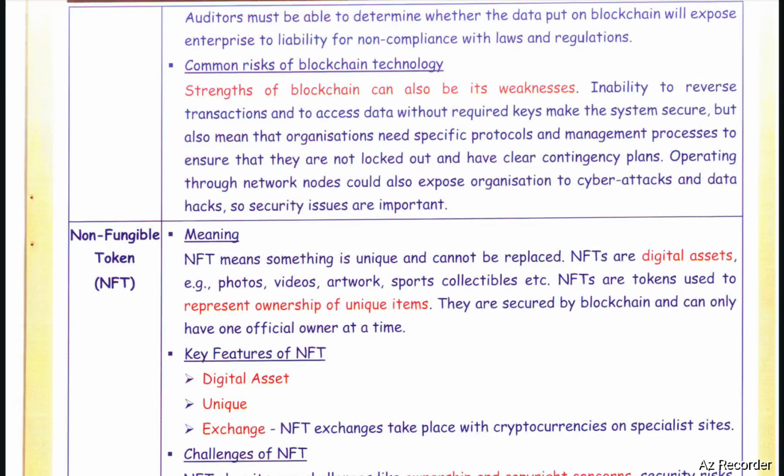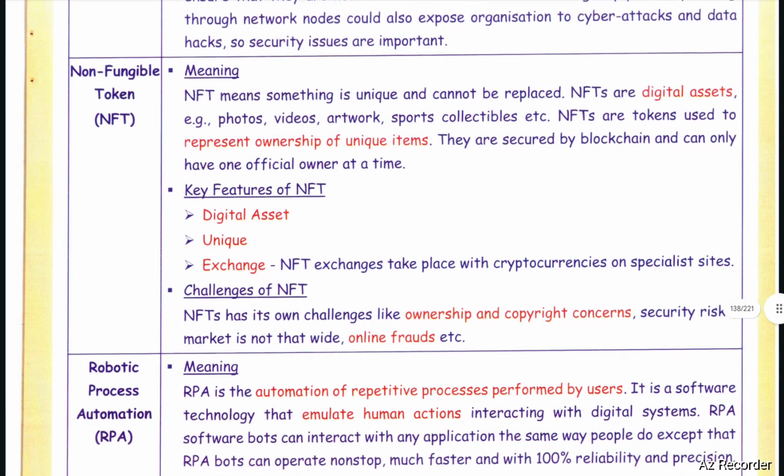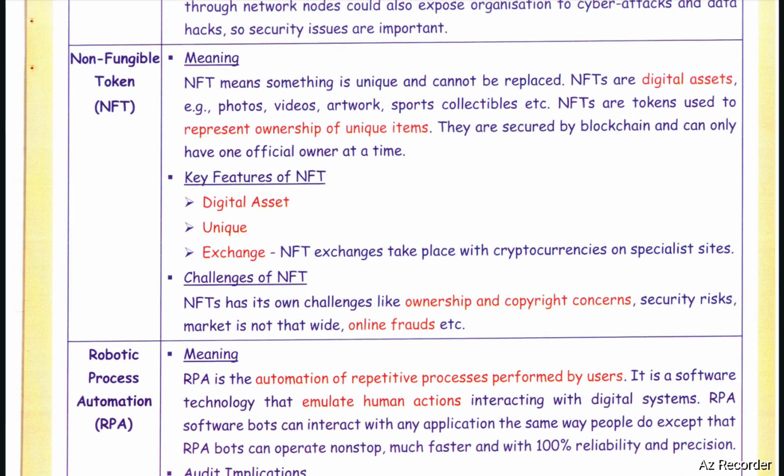Next, non-fungible token, NFT. NFT means something is unique and cannot be replaced. NFTs are digital assets. Examples: photos, videos, artwork, sports collectibles, etc. NFTs are tokens used to represent ownership of unique items. They are secured by blockchain and can only have one official owner at a time. Key features of NFT: digital asset, unique exchange. NFT exchanges take place with cryptocurrencies on specialist sites.